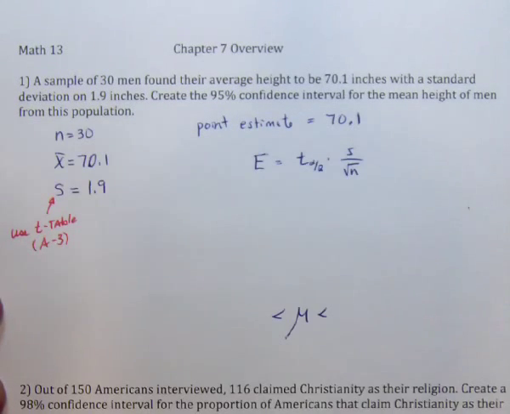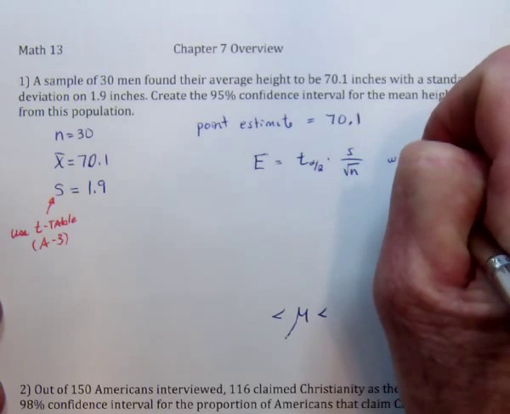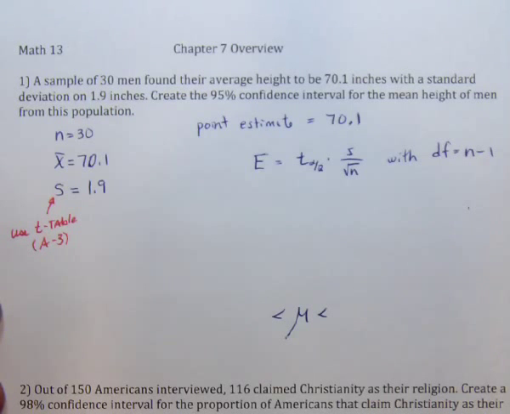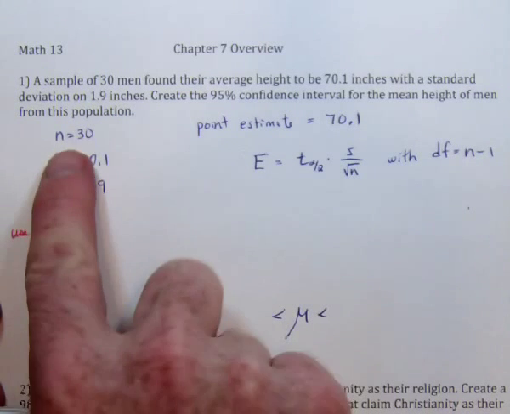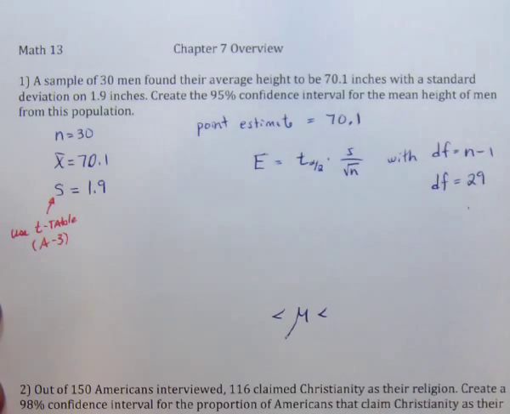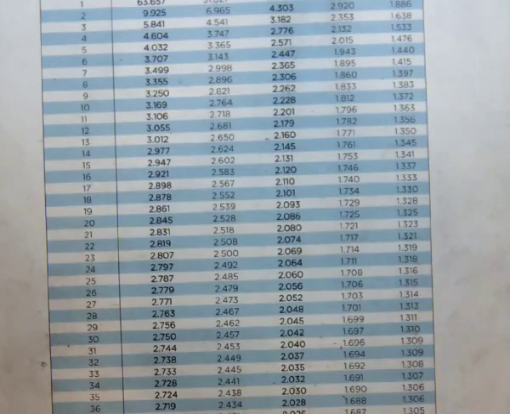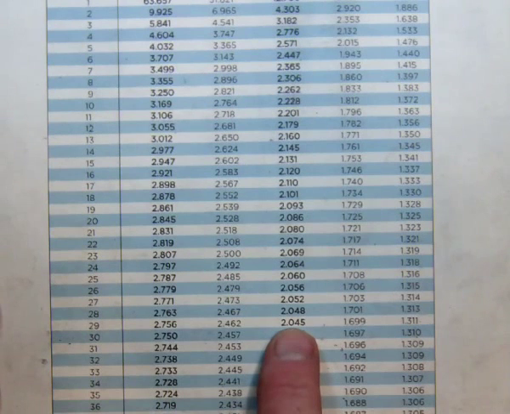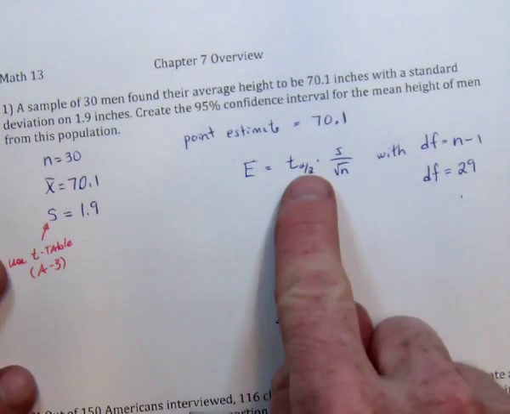The only other thing to do is figure out degrees of freedom. And degrees of freedom, it's simply the sample size minus 1. So for us, that's going to be a 29. So you go down the middle column until you get to 29, and there we have it. So in other words, it can be off by approximately 2 standard deviations, 2.045. So that's what we use right here.